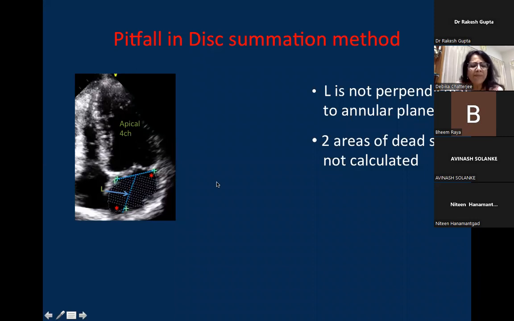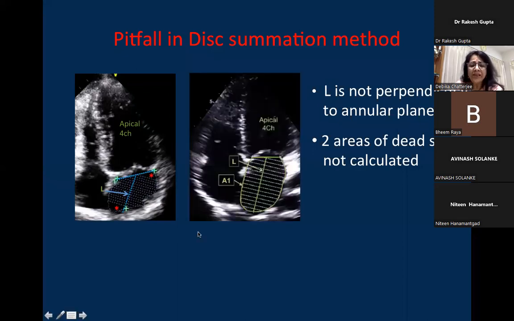So what is happening? Look at these two areas with red star. This is a dead space at the top. Again, at the bottom, there is another dead space. These two spaces are not in the calculation. So obviously, you will get a wrong value. Actually, it should be like this. This length should be perpendicular to the interannular line.